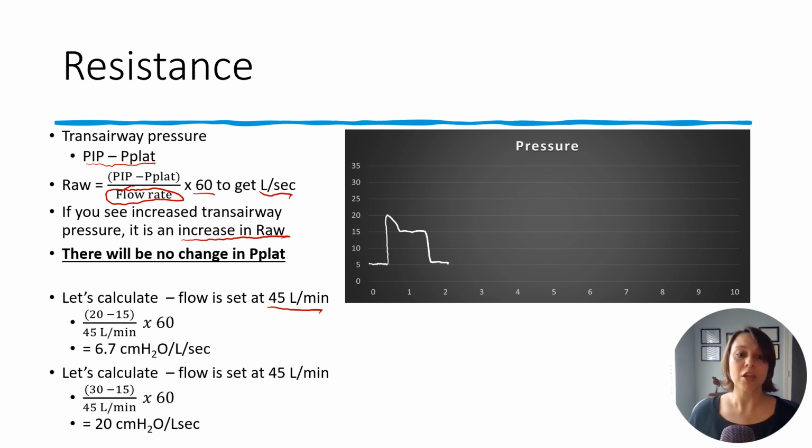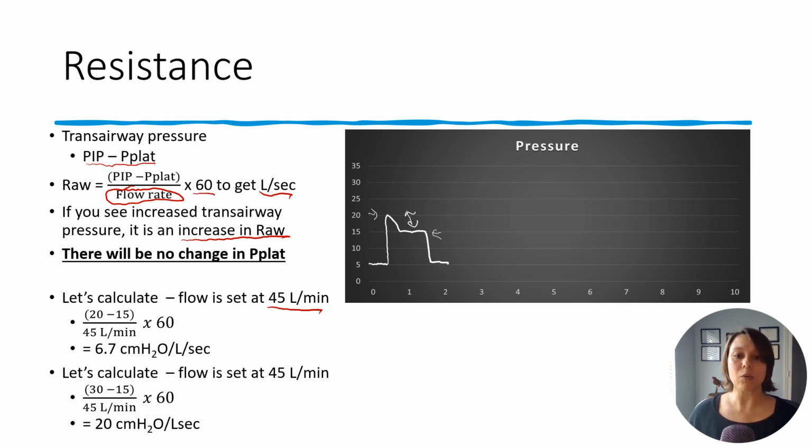So when I'm doing my calculation, I'm going to be doing that peak inspiratory pressure minus my plateau pressure. So really notice that what I'm looking at is going to be the difference between peak and plat. I'm going to divide by my flow rate of 45 liters per minute and then multiply by 60. Make sure that you do 20 minus 15 first, then divide by 45, then times 60. That will give you an answer of 6.7 centimeters of water per liter per second.